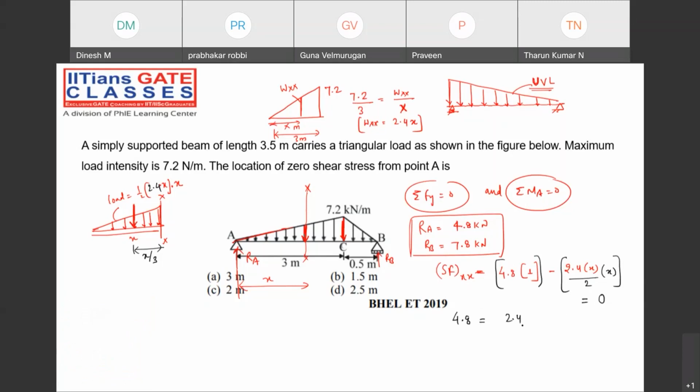So 2.4 divided by 2 into x square. So x will be 2 meter. Exactly at a distance of 2 meter, if you draw the shear force diagram, the shear force will be 0. Understanding? All of you are understanding what I'm saying? Tell me, guys.